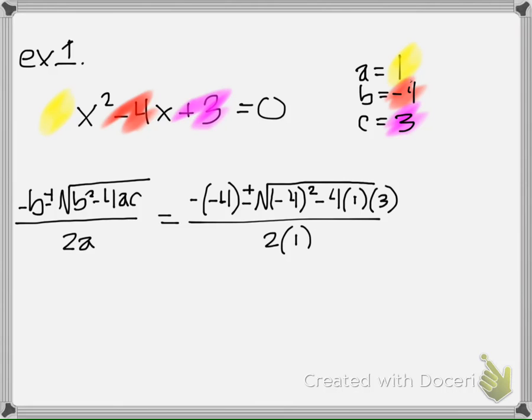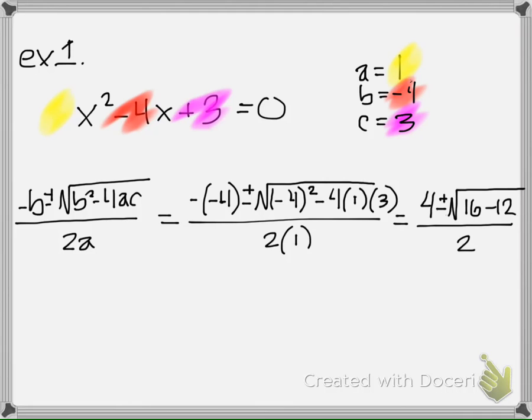So it looks pretty lengthy here, but it's pretty simple to simplify. The opposite of negative 4 is 4. You've got your plus or minus square root symbol. Now, negative 4 squared is 16. And negative 4 times 1 times 3 is negative 12. And 2 times 1 is 2.